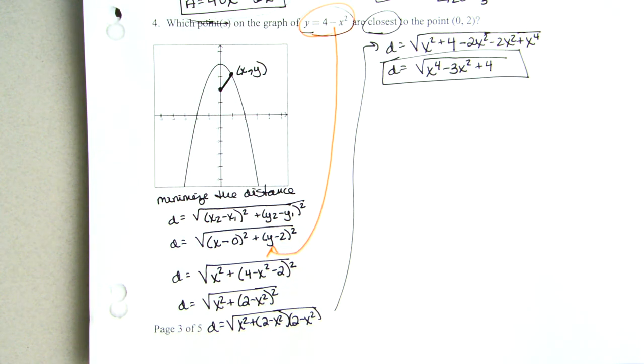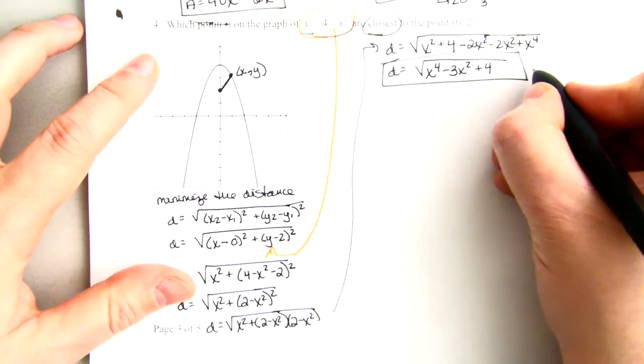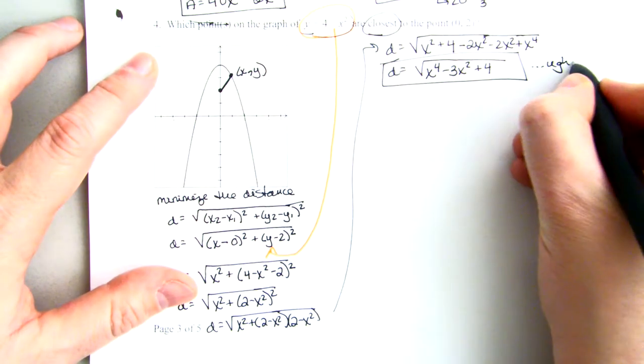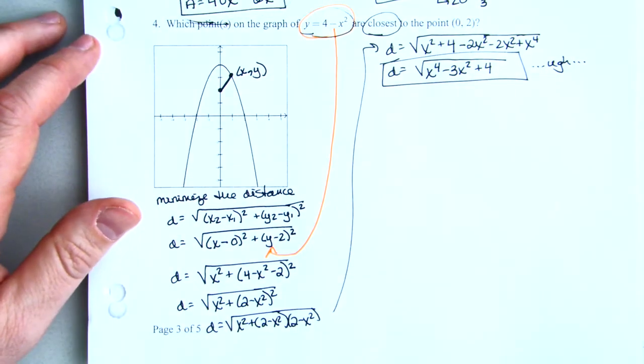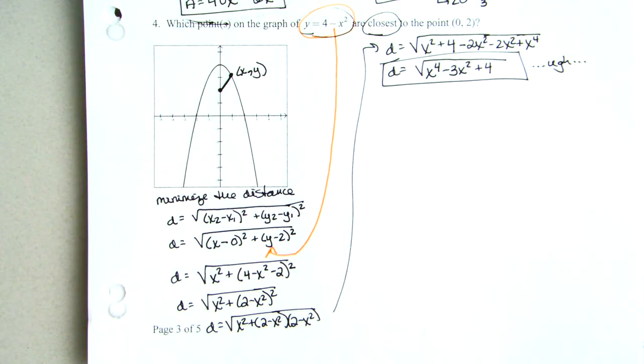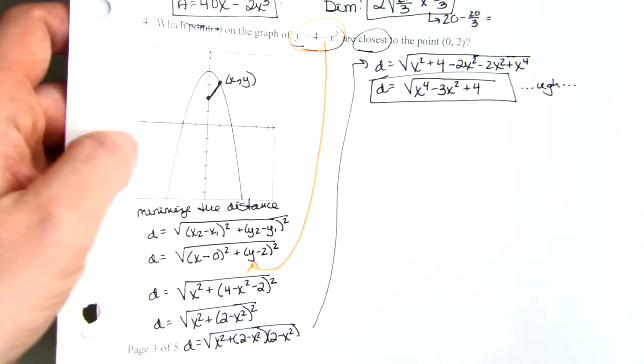And that looks unpleasant because I don't want to deal with the square root. Ugh, that's a pain. We're going to cheat a little bit. Instead of minimizing the distance, I can minimize the distance squared. Let me show you what's going on.